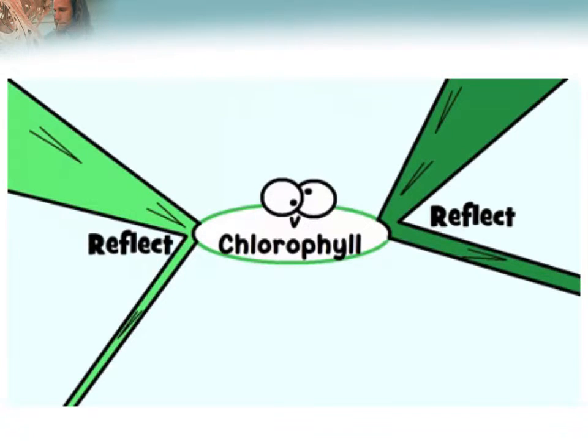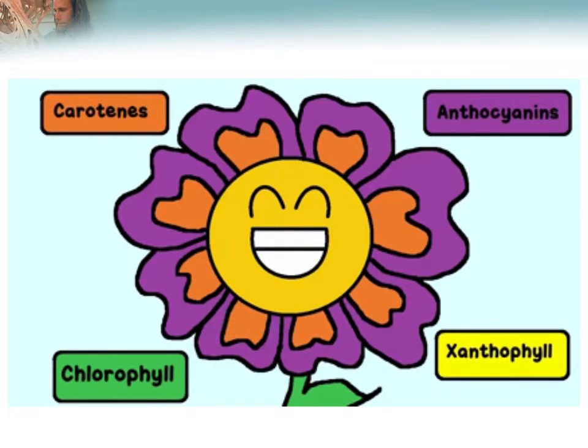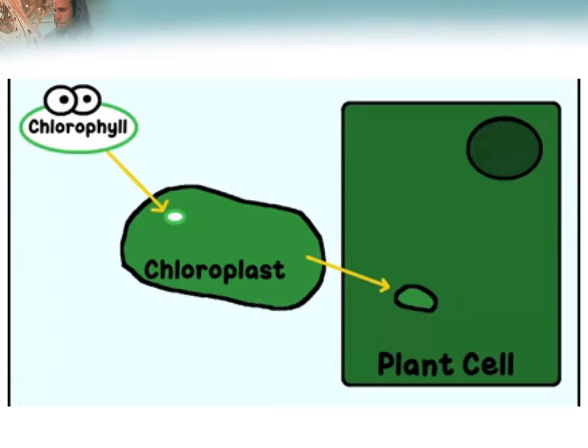Because it does not absorb very much green light, it actually reflects green light. Therefore, many plants appear green to our eyes. There are more pigments besides chlorophyll that work with different wavelengths of light, and this can explain why green is not the only color that you see in plants.